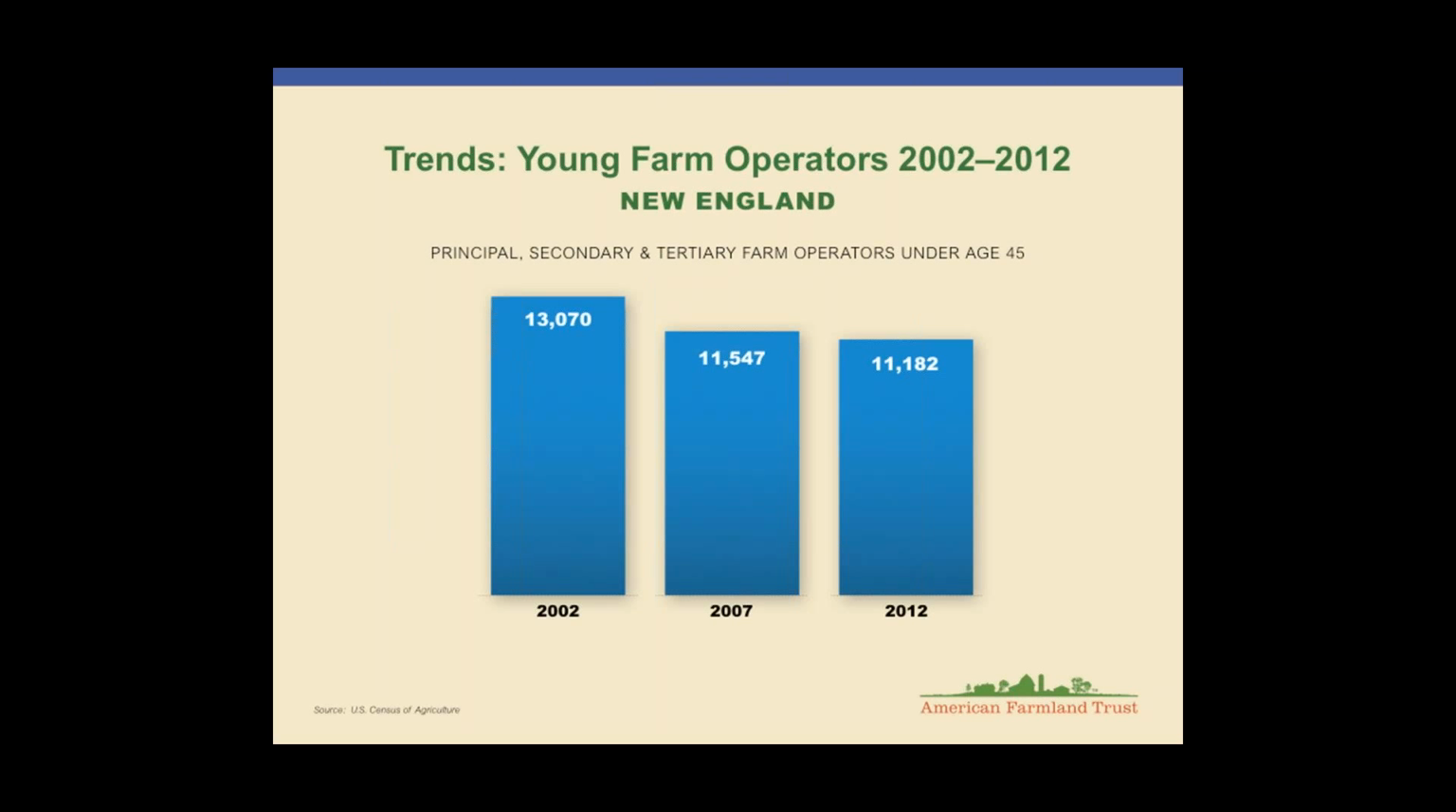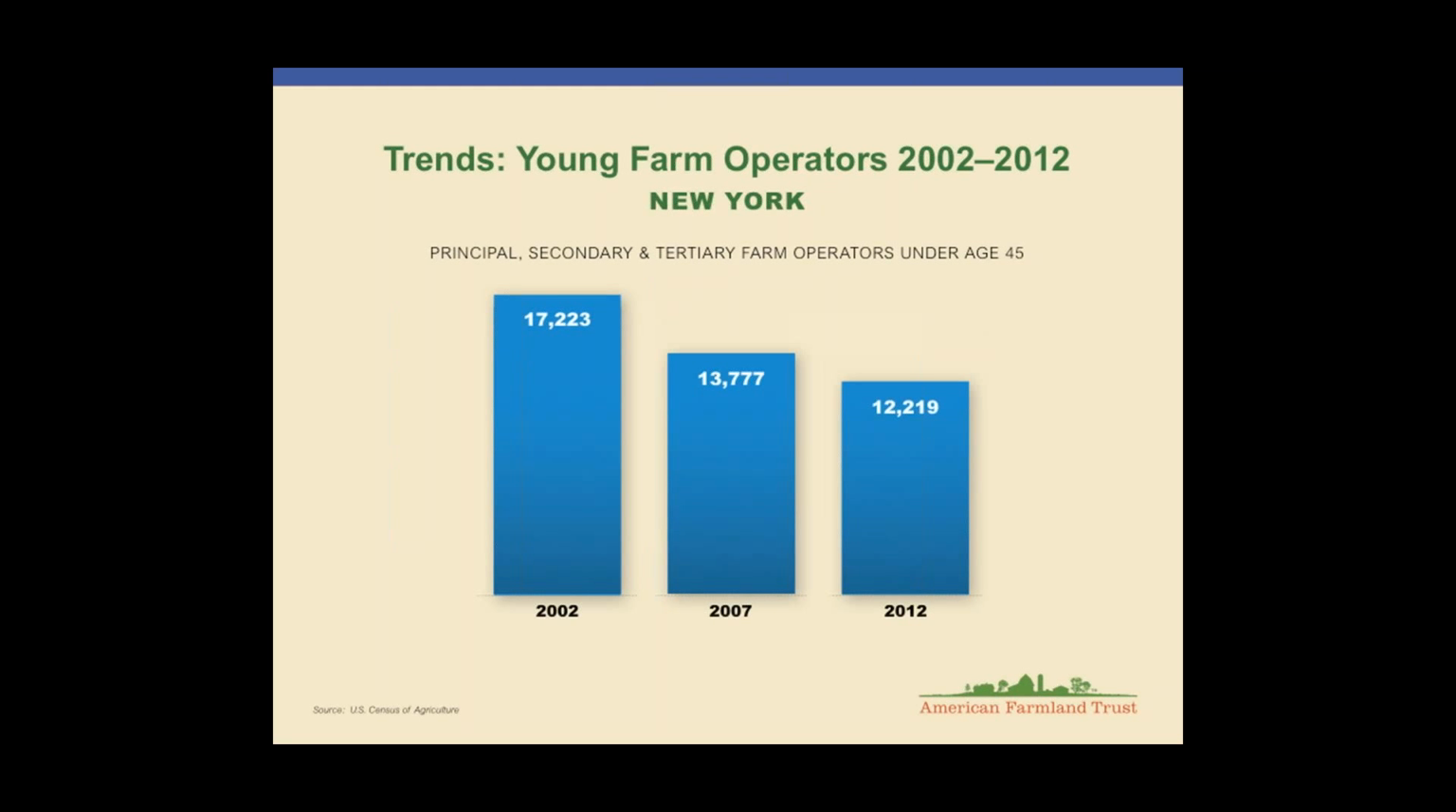But in terms of the three types of farm operators that census asks for ages, there is a drop both in New England and in New York in terms of those young operators. Again, it does not include farm labor, so there might be plenty of young folks who are working on farms, but they might not be in any kind of a management role, so they wouldn't necessarily be identified through the census as a farm operator.